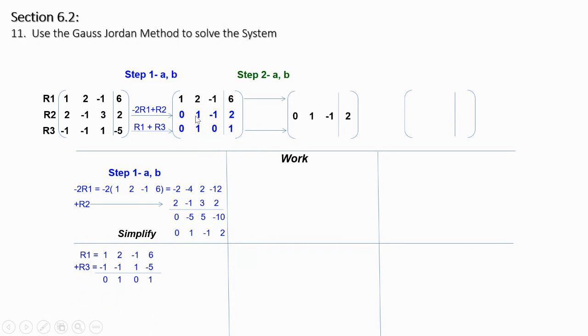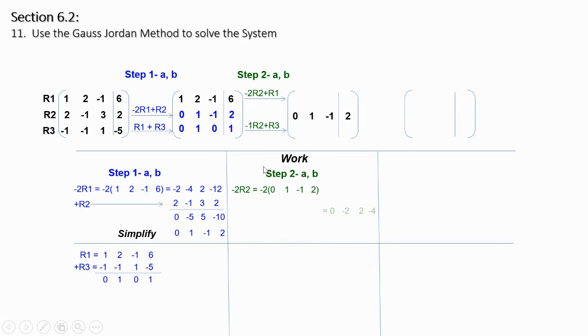So I'm going to multiply negative 2 times row 2 and add it to row 1. Since these 2 are already 1s, but they're both positive, I'm going to multiply negative 1 times row 2 and add it to row 3.